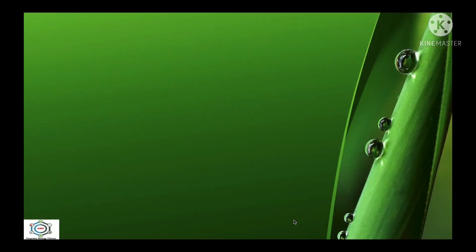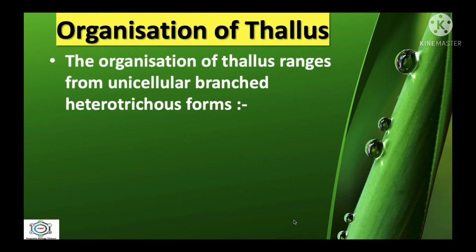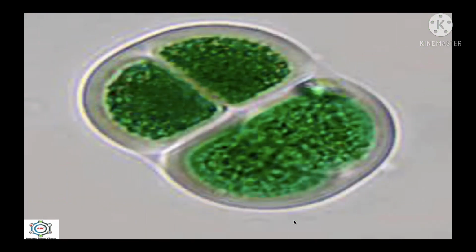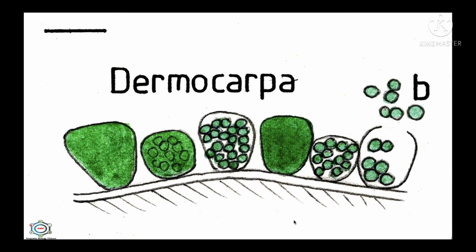Now let's see the organization of thallus. The organization of thallus ranges from unicellular to branched heterotrichous forms. First, see here, this is the unicellular form. An example is Chroococcus. Unicellular polar thalli, with a definite base and apex, are found in Chamaesiphon, here you can see in this picture, and Dermocarpa.